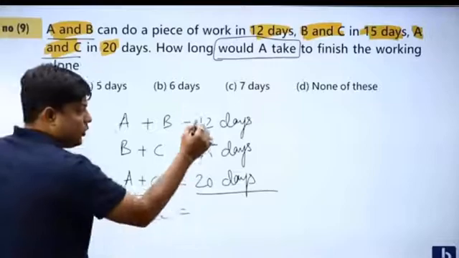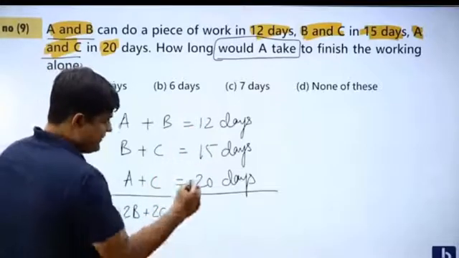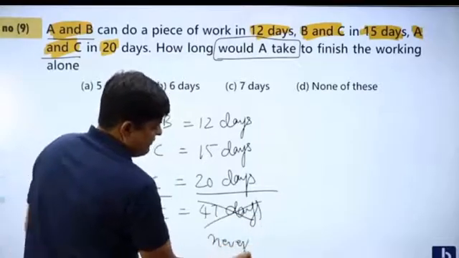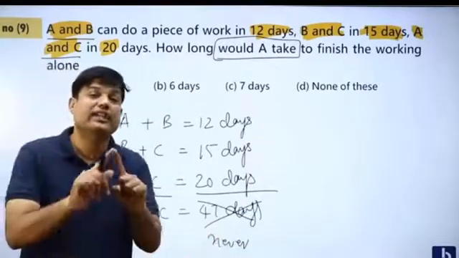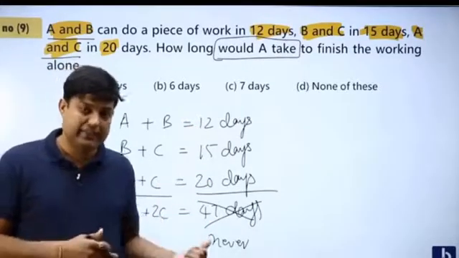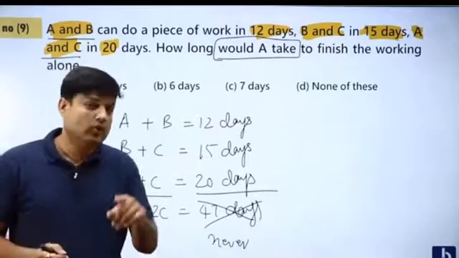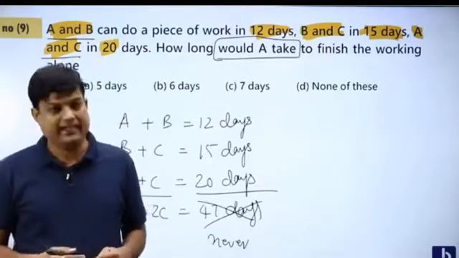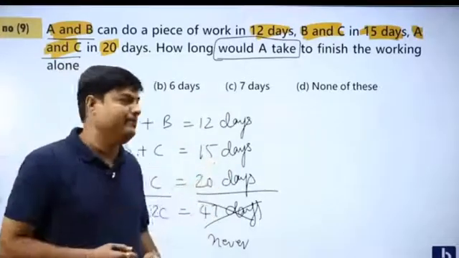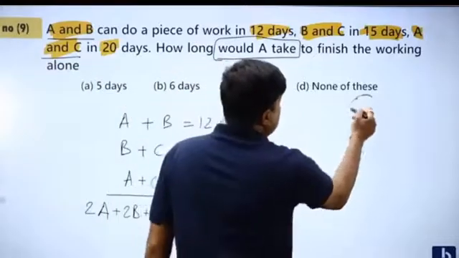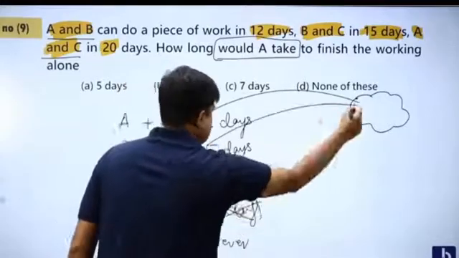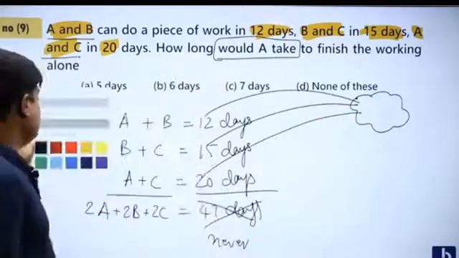12 plus 15 is 27, 27 plus 20 is 47. Never. Listen, you should never make this mistake in your lifetime. Never ever add the days. I told you already, students, some people might have done it like this. Never ever add the days. Always add what? Work. I don't have work here, I have days, so I have to take the LCM. You have to take one number which goes with 12, with 15, and with 20 also. You need one work value which goes with all of these.